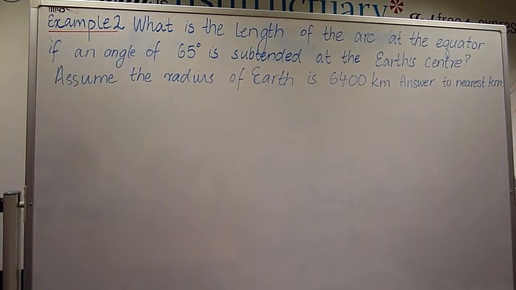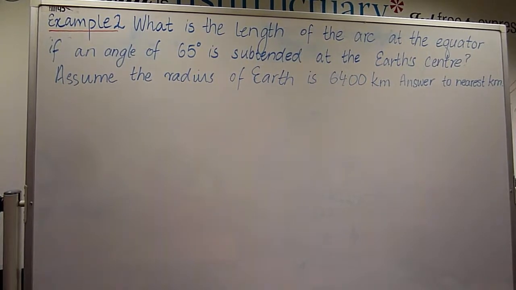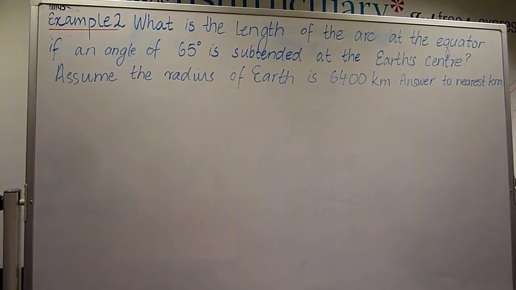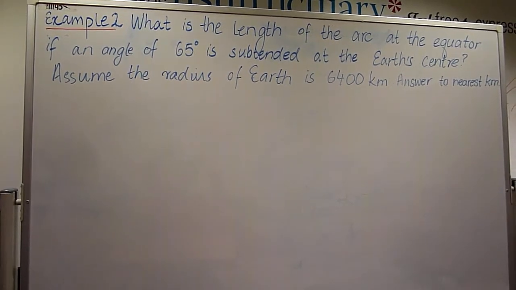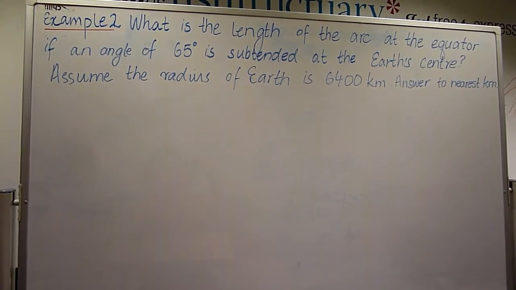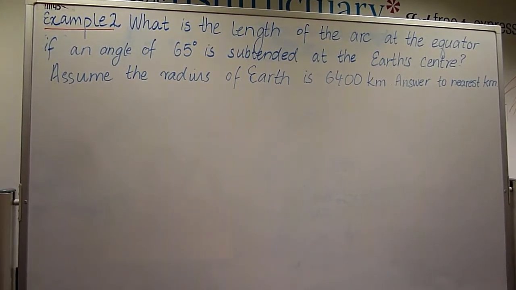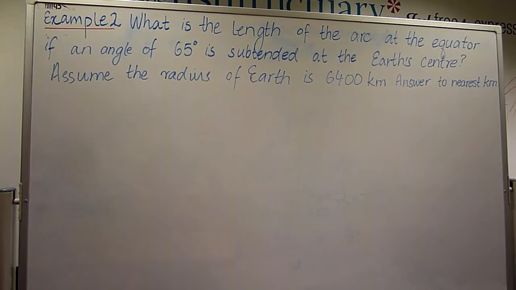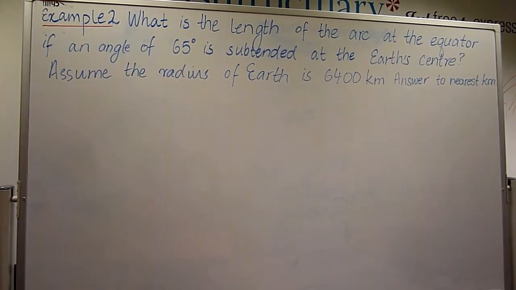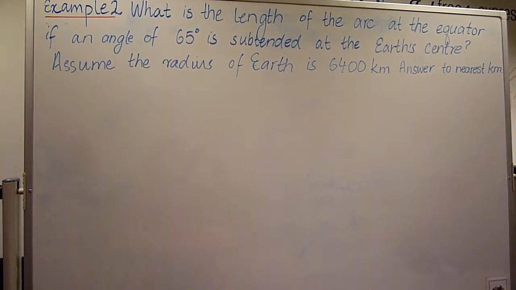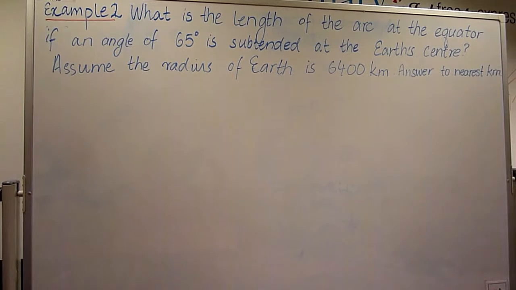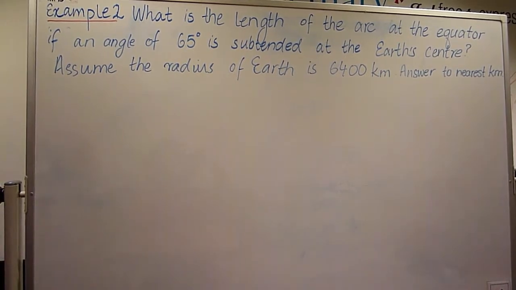Question 2. What is the length of the arc at the equator if an angle of 65 degrees is subtended at the Earth's center? Now assume that the Earth's radius is 6,400 kilometers, and I want the answer nearest to a kilometer. So now is the time to pause. Alright, I'm sure you guys had a lot of fun working this one out. We'll work it out together now.